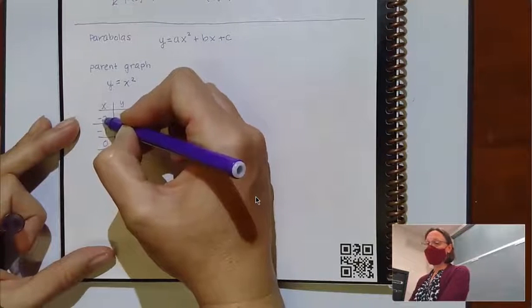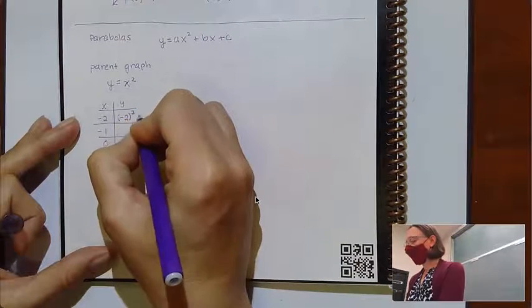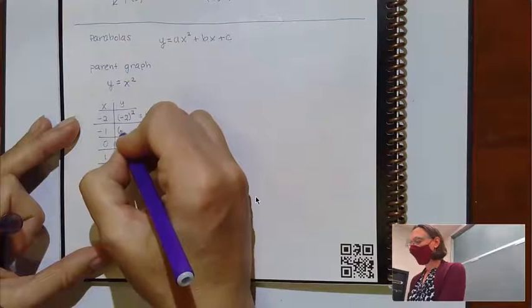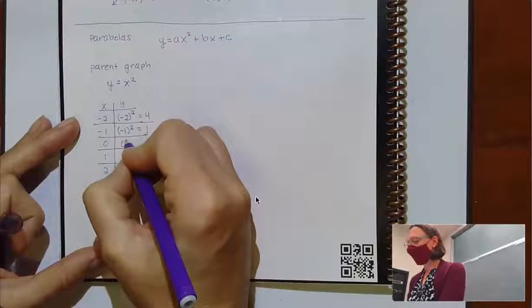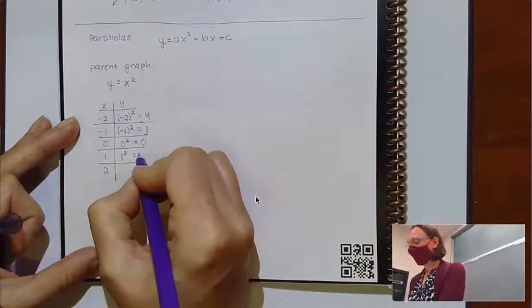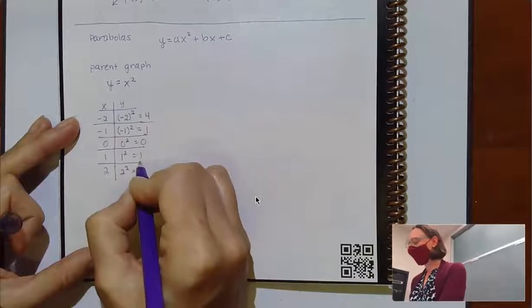So when I plug in -2, that's going to be (-2)², which is +4. If I plug in -1, I've got (-1)², which is +1. 0 squared is still 0. 1 squared is 1, and 2 squared is 4.